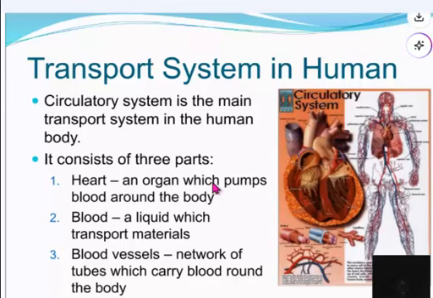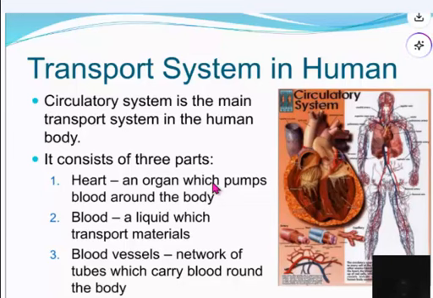Transport system in human. The first thing is this. I discussed in the previous video what is meant by transport. That is the movement of goods and services from one location to another. Transport simply means movement of materials. But in this aspect of human, it is referred to as circulation. Circulatory system is the system that is involved in conveying material from one part of the body to the other.